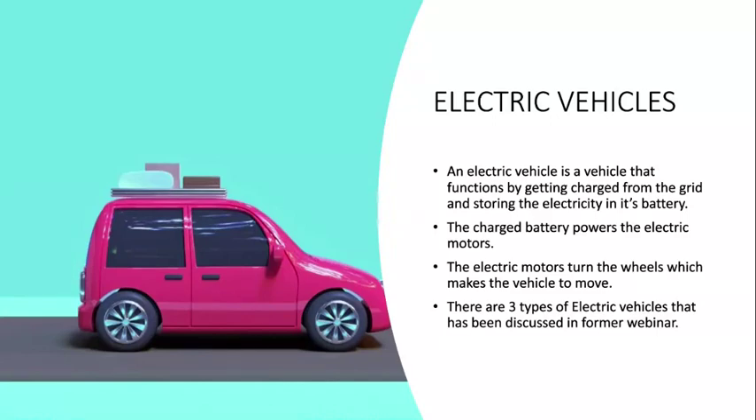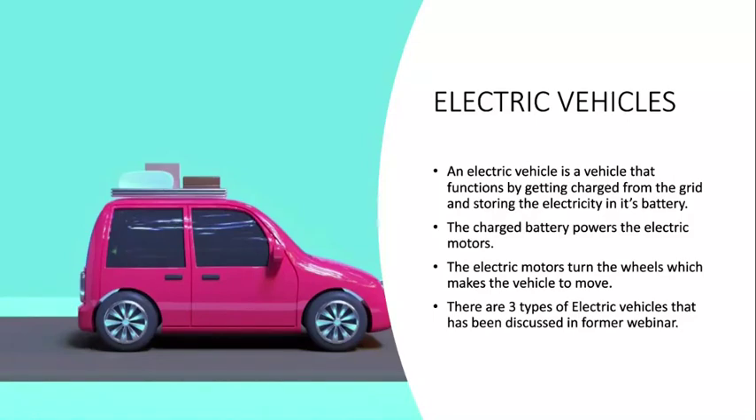An electric vehicle is a vehicle that functions by getting charged from the grid and storing its electricity in the battery. Compared to your gas cars, which run on gas that produces combustion that turns the wheels, thereby causing motion, that's how your car is able to move. But in an electric vehicle, rather than gas, what causes the motion is the battery. Electricity is stored in the battery of the vehicle, and that causes motion. That's the principle by which an electric vehicle operates.